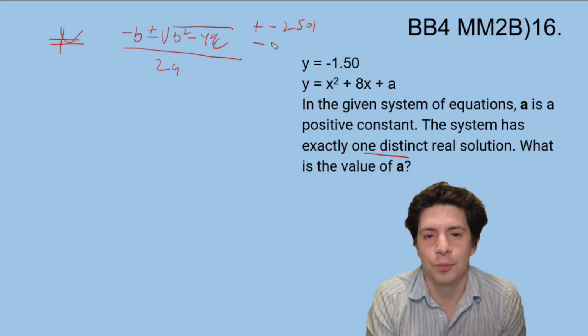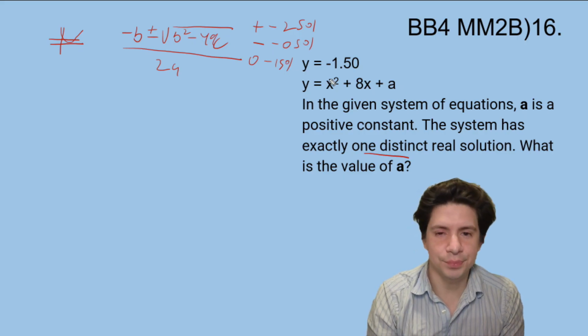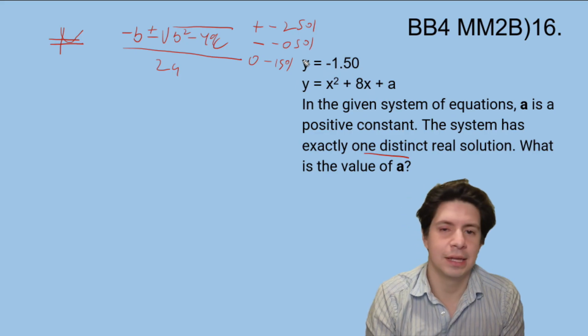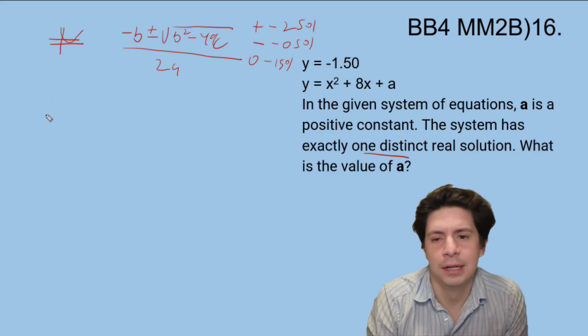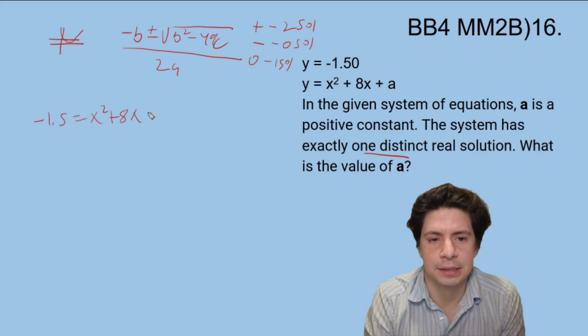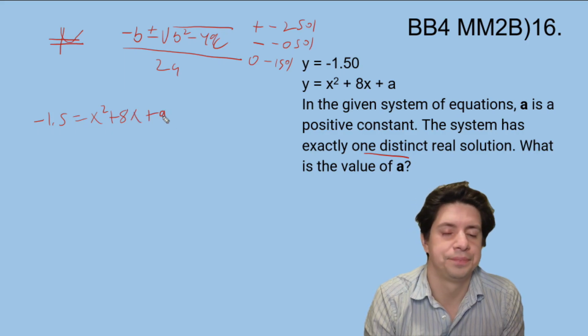If it's negative, we have no solutions. And if it's 0, we have one solution. So we want it to be 0, right? So let's set these equal to each other because y equals this and y equals that, and then find what it is. So we're going to do negative 1.5 equals x squared plus 8x plus a.